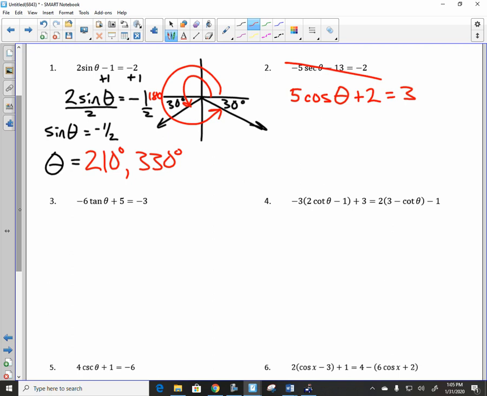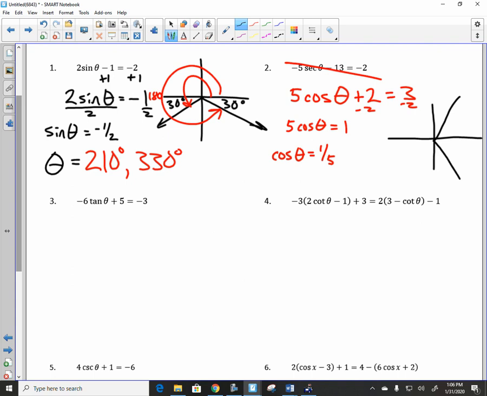We'll do 2 more of these examples together after this. What do I do first? Subtract 2. I get 5 cosine of theta is equal to 1. Now what? So cosine of theta is equal to 1/5. What I must decide is, where is cosine positive? First and fourth quadrants.